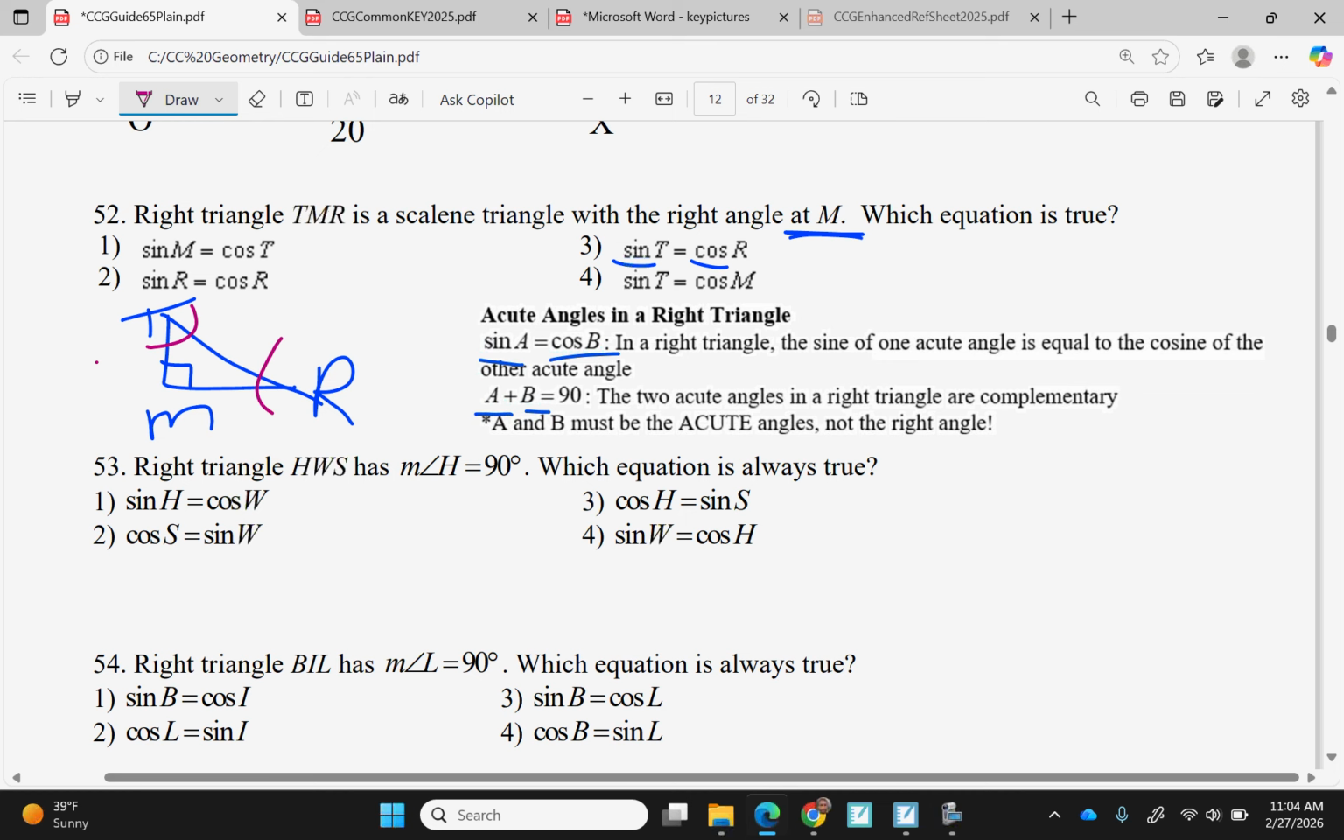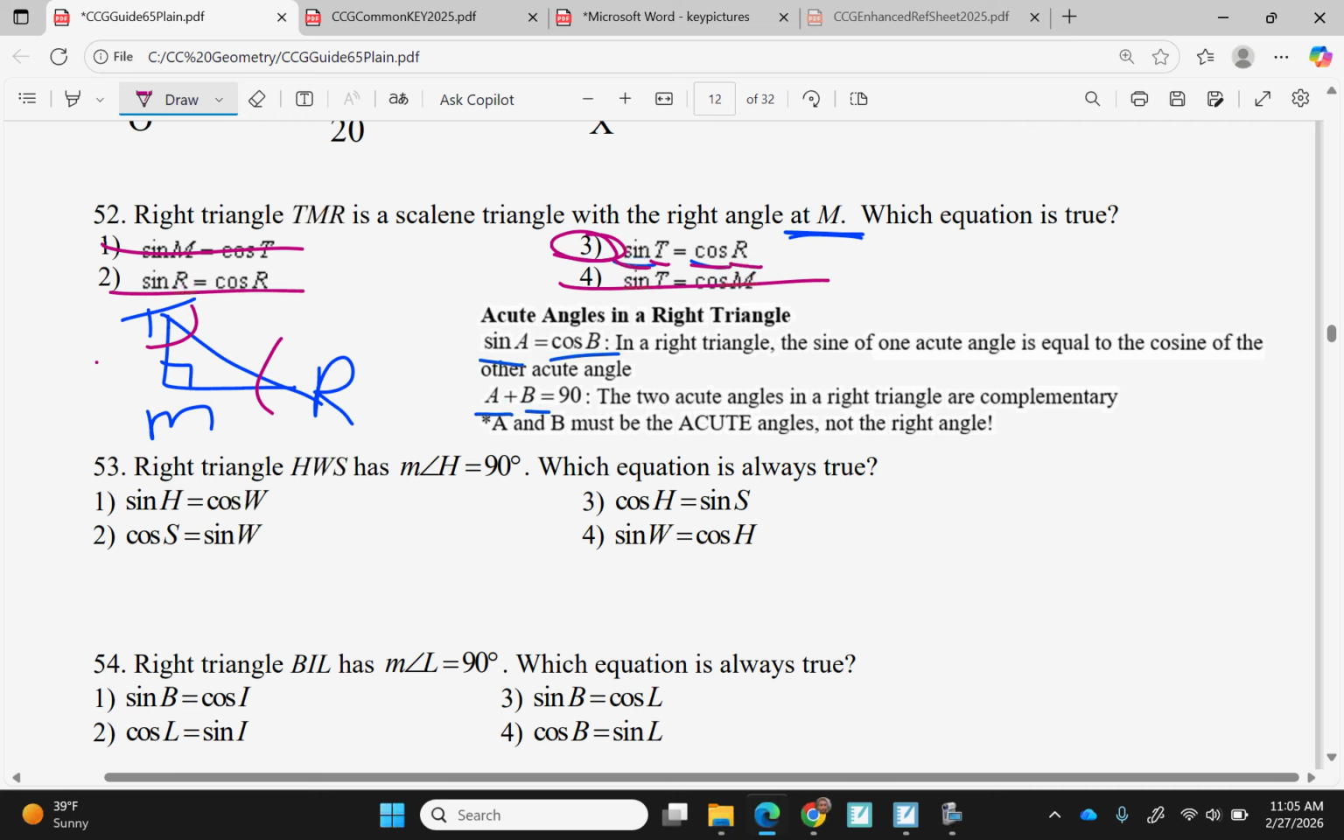So I'm looking for sine and cosine. I'm looking for T and R. That's not T and R. That's not T and R. That's not T and R. I've got my T. I've got my R. I got my sine. I got my cosine. That's my answer. It doesn't matter if it says cosine of T and sine of R, as long as I have a sine and a cosine and a T and an R.